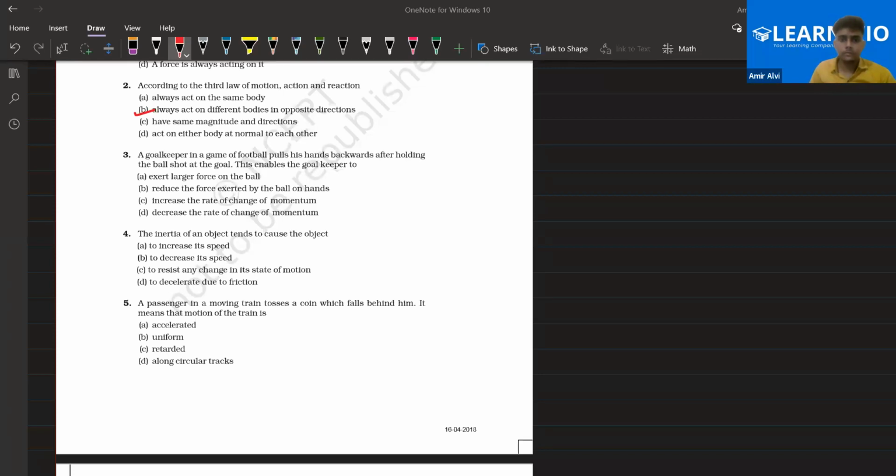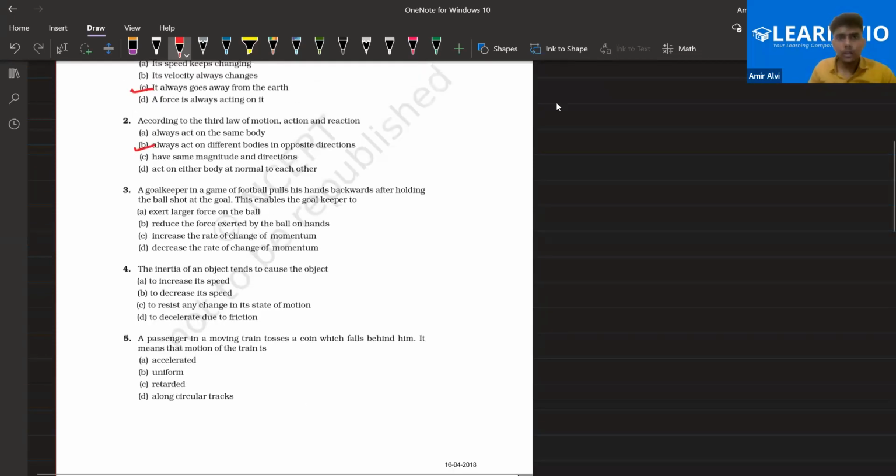So look, in this question, those who said B and those who said D, both answers are right, because reducing the force exerted by the ball on the hand and decreasing the rate of change of momentum mean the same. Rate of change of momentum is nothing but the force. Both statements are the same, just the words are changed. Rate of change of momentum. What is rate of change of momentum?